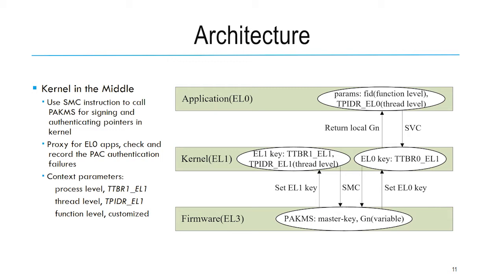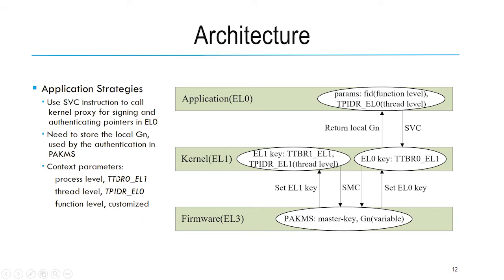Optional parameters are the values of the registers TTBR1_EL1 and TPIDR_EL1. The former holds the base address of the translation table of the kernel address space, which can be used to separate keys of the kernel from the user space applications, and the latter stores thread identifying information, and can be used to produce distinguishable PA keys for kernel threads. And further, function-level parameters can be passed to produce fine-grained PA keys for each function.